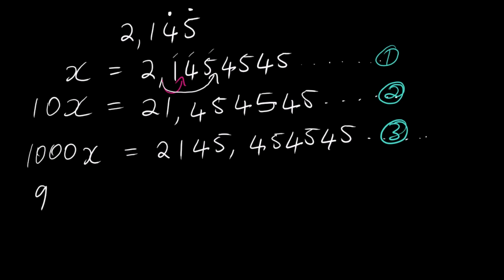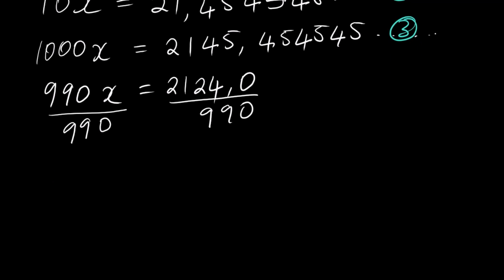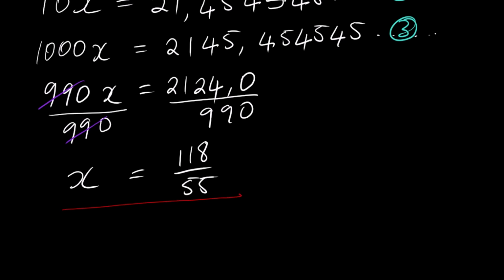1000 minus 10, it's 990. 2145 minus 21, it's 2124. So you can see that 454545 minus 454545, it's 0. Now we divide both sides by 990. This will result into 1. 1 multiplied by x, it's x. Now 2124 divided by 990, it's 118 over 55. This is our final answer. I hope you got this one correct.